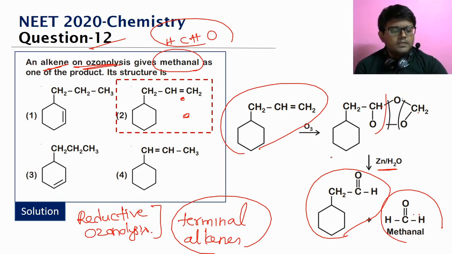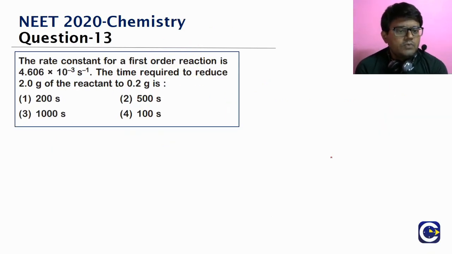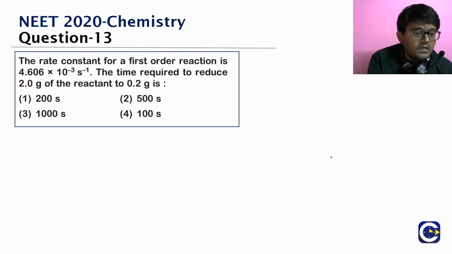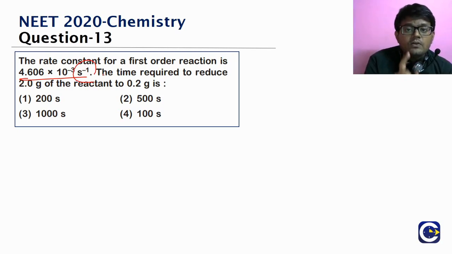Okay, moving on to the next question, question number 13. This is a question based on chemical kinetics. The rate constant of a first order reaction is given as 4.606 × 10^-3 second inverse. Even if they don't mention it, from the unit of the rate constant we can tell this is first order, because the unit is independent of concentration only for first order reactions.